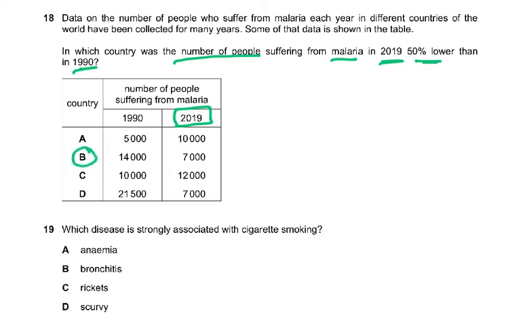It has to be B because there were 14,000 people in 1990 and now there are 7,000 people in 2019. So it was 50% lower than in 1990. So it had to be half. So 14,000 in 1990, 7,000 in 2019. Read the question again. In which country was the number of people suffering from malaria 50% lower than in 1990?